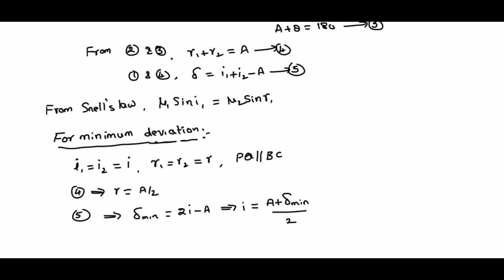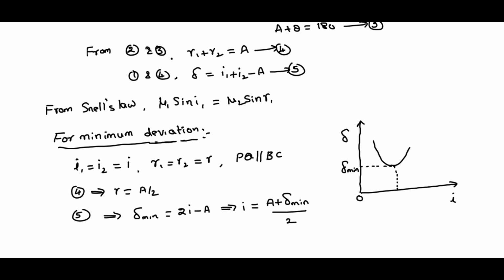The corresponding graph will be like this. If you take angle of deviation along the y-axis and angle of incidence along the x-axis, the graph comes like this. At a certain value of angle of incidence, the angle of deviation will be minimum. That value is the minimum angle of deviation.